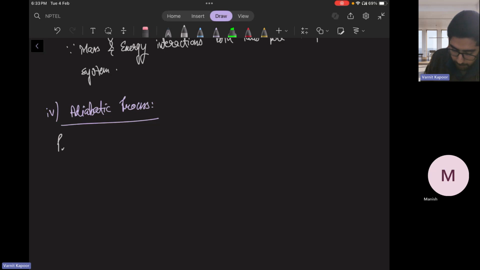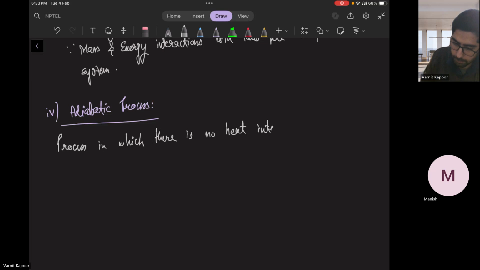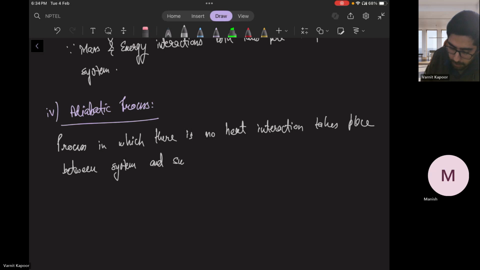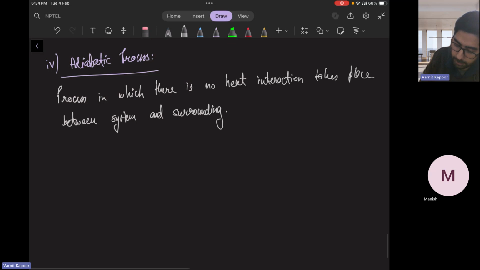So a process in which there is no heat interaction that takes place between system and surrounding. All right, that is dQ, the change in heat, is 0.